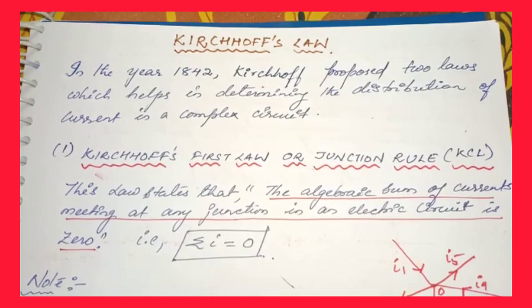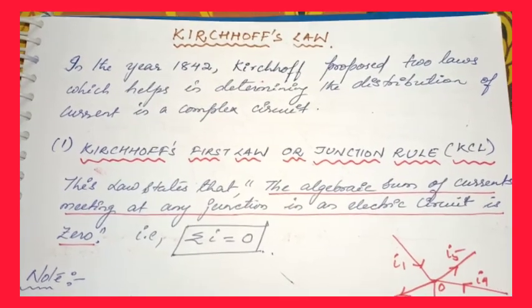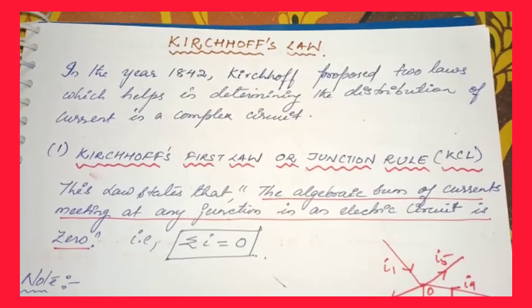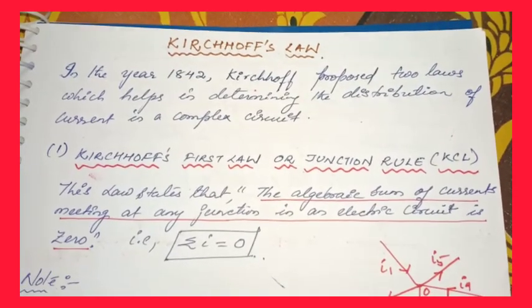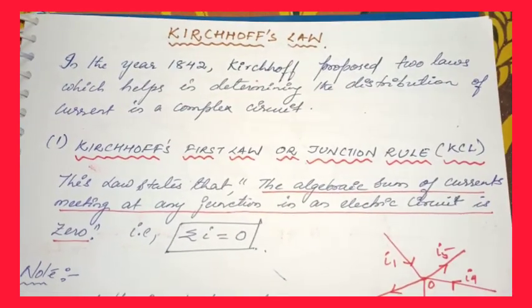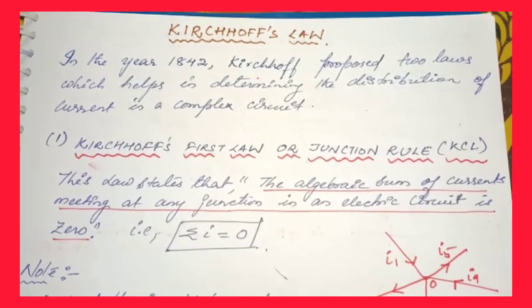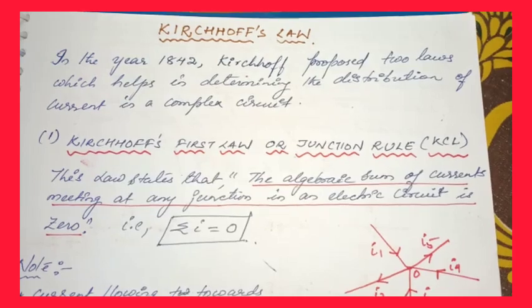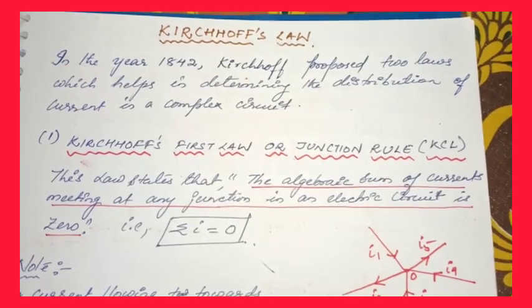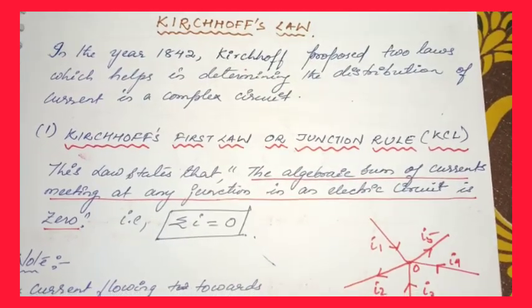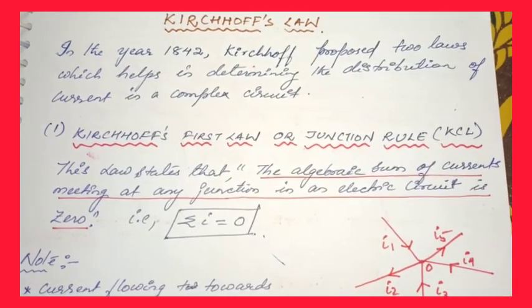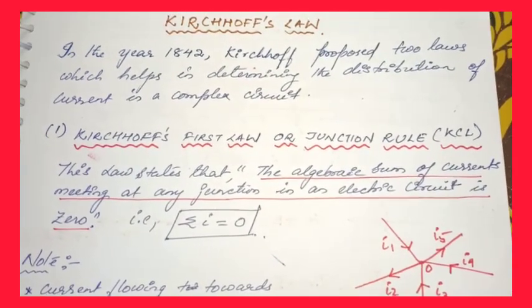So let us discuss what is Kirchhoff's law. Kirchhoff's law of electricity is actually two laws. The first law is called the junction rule, and the second law is called the loop rule. We can call them KCL and KVL. KCL full form is Kirchhoff's current law, and KVL, the second law, is called Kirchhoff's voltage law. So let us study one by one.